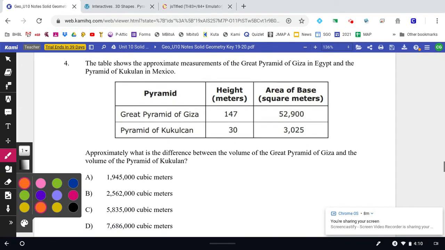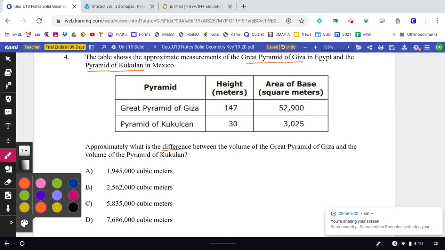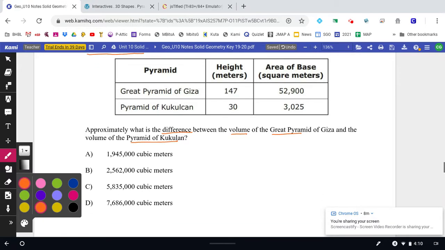All right, question 4. The table shows the approximate measurements of the Great Pyramid of Giza in Egypt and the Pyramid of Kukulcan in Mexico. I want to know the difference between the volume of the Great Pyramid and the Pyramid of Kukulcan. So volume for a pyramid equals big B times H. Now notice that it just gives us the area of the base. Oh, sorry, for pyramids, 1/3.